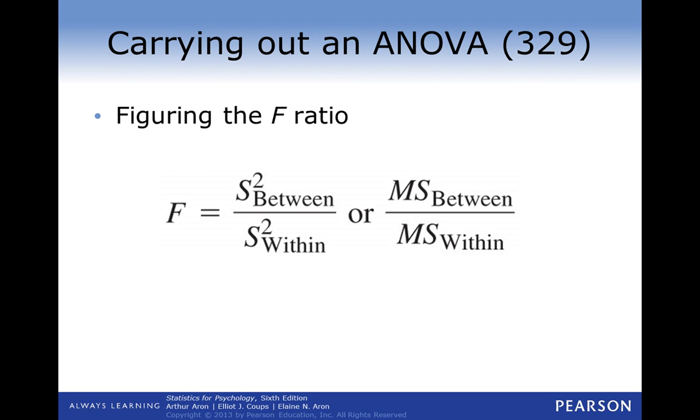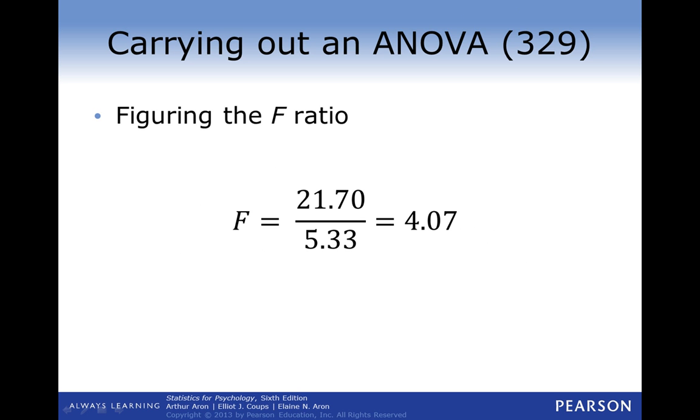Our final calculation is we take our variance for between and our variance for within, and we put them into a ratio. Our between goes on top, our within goes on bottom. So just think B top, W bottom. 21.70 divided by 5.33 gives us an F of 4.07.